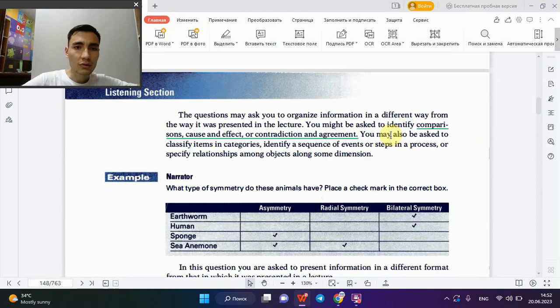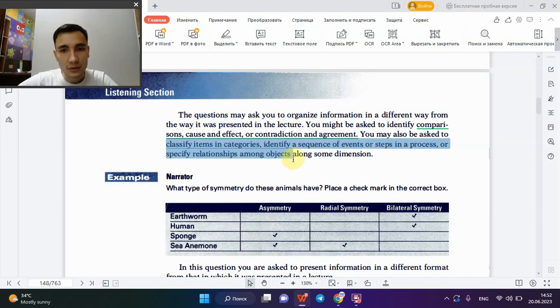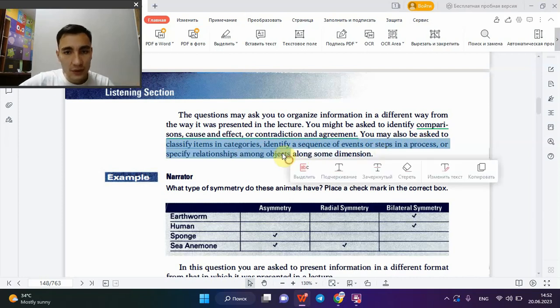Comparison, cause and effect, contradiction and an agreement. You may be also asked to classify items in categories, identify a sequence of events or steps in the process, specify relationships among objects along some dimensions.